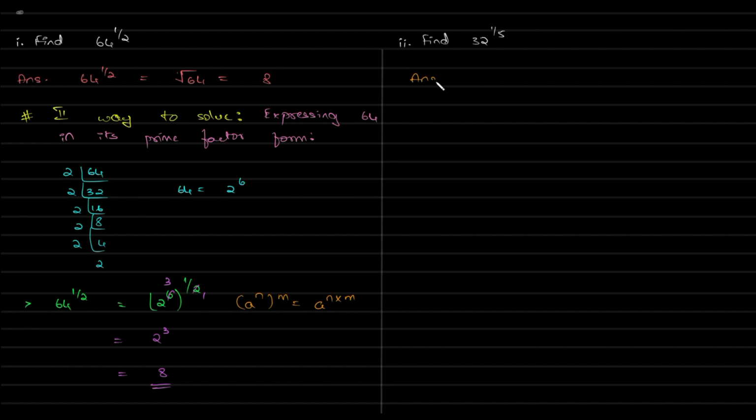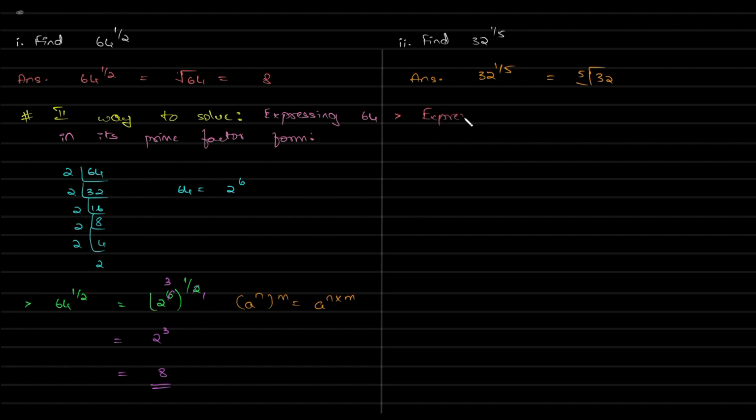Now 32 to the power of half, not 3 to the power of half, 32 to the power of 1 by 5 is same as 5th root of 32. So we need to express 32 in its prime factor form. People who don't know what is the answer, we need to do that. Say I don't know the answer. So how do we go about?